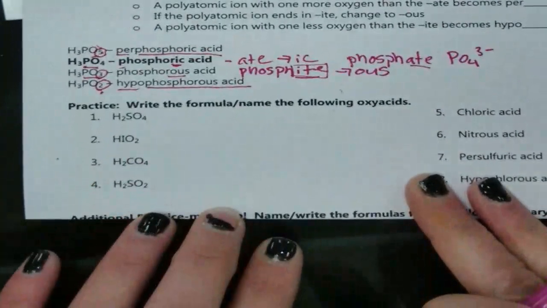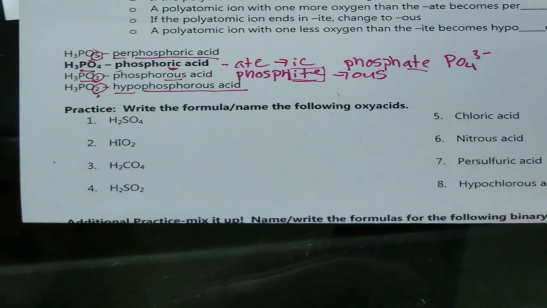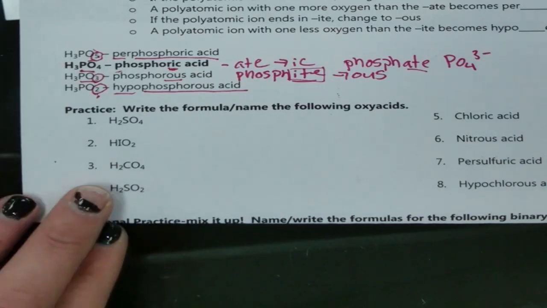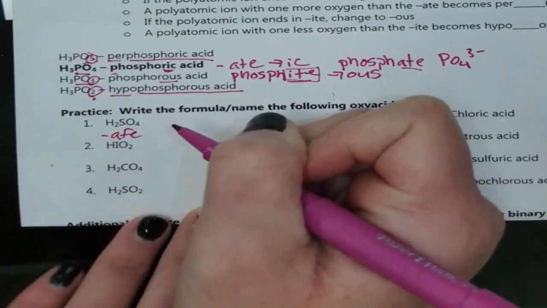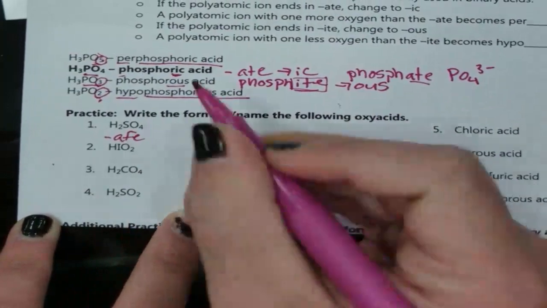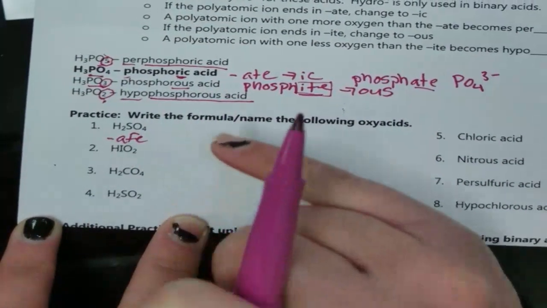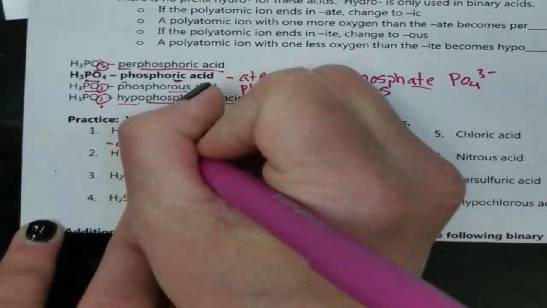All right, so let's check our work. H2SO4. What do we notice about H2SO4? SO4 is sulfate, -ate. So it's important to know those polyatomic ions from our element and ion quizzes. All right, so the -ate is going to become -ic. So this is going to be sulfuric acid.